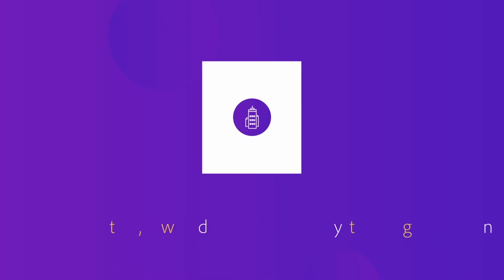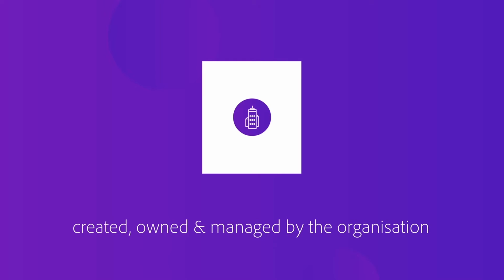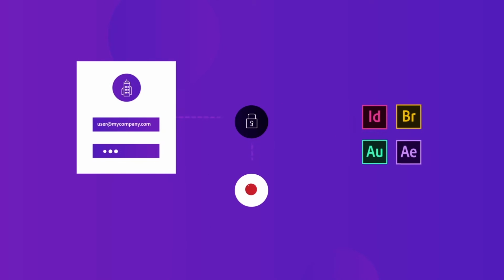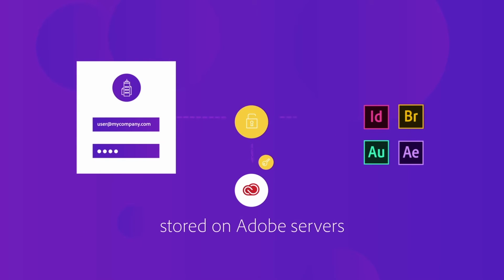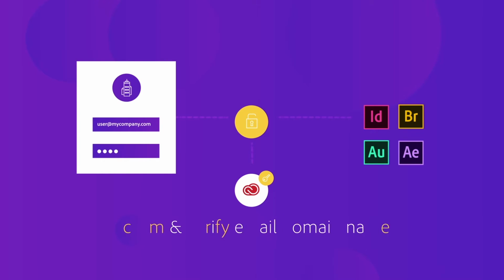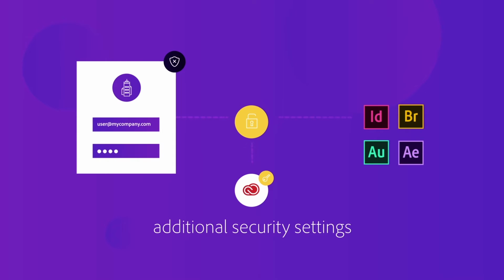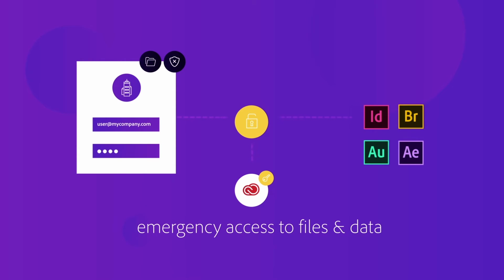An Enterprise ID is created, owned, and managed by the organization and not the user, while the password is stored on Adobe servers. To achieve this, the organization first needs to claim and verify the email domain that their users will be registered with. Once completed, the organization can set additional security settings for every user using their email domain. This also enables other advantages, like having emergency access to files and data associated with an ID, or the ability to completely block or delete a user account.